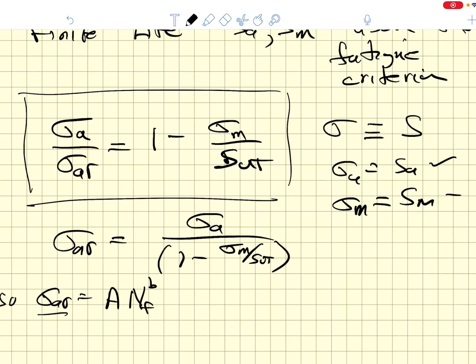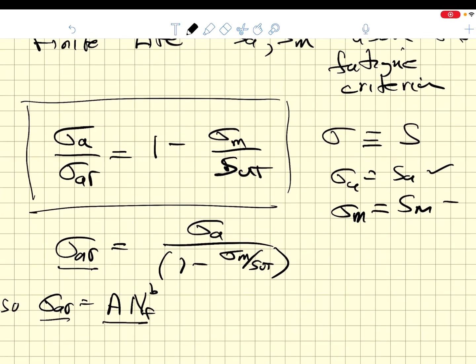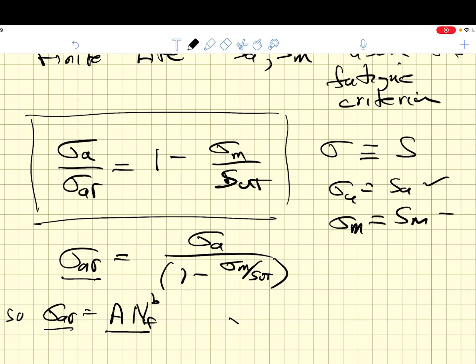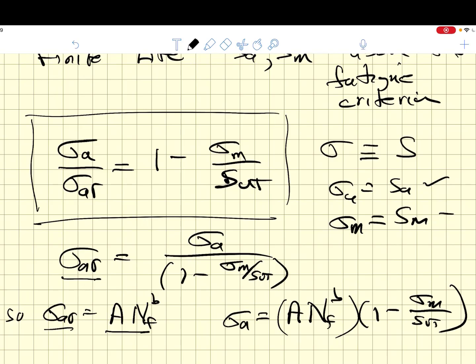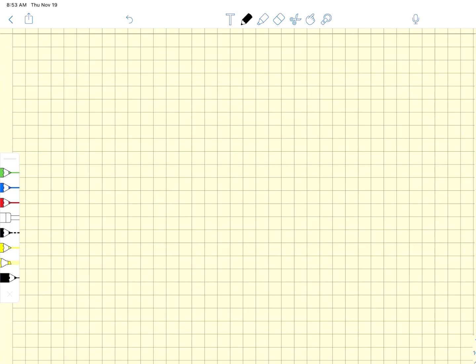We simply replace sigma AR with that, and we find that sigma A is going to be equal to A NF to the B, that was our sigma AR, times 1 minus sigma M over the ultimate tensile strength. So for any combination of stress amplitude and mean stress, we could then solve for the number of cycles to failure if we know the fitting parameters A and B. So we have to find the fitting parameters A and B.